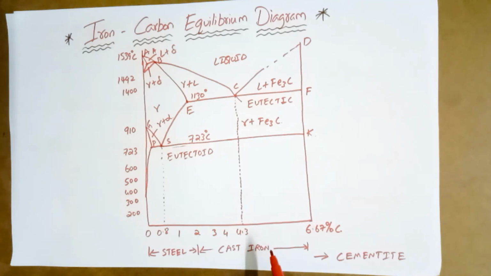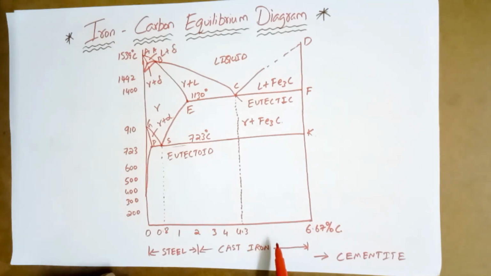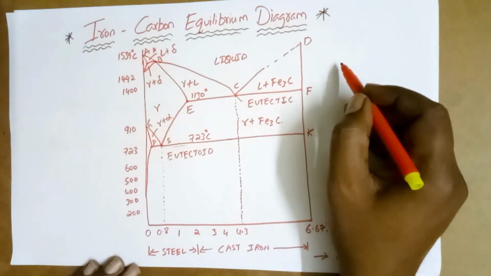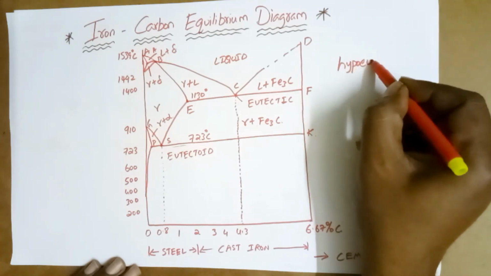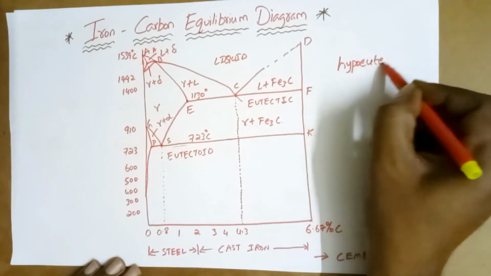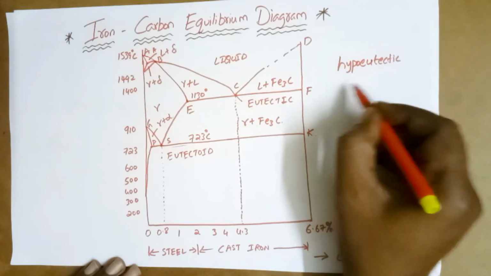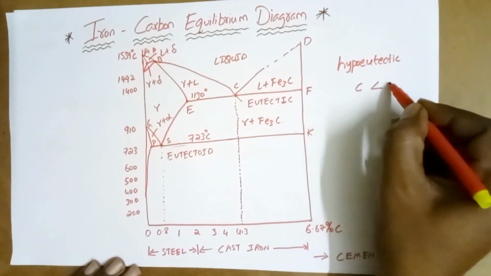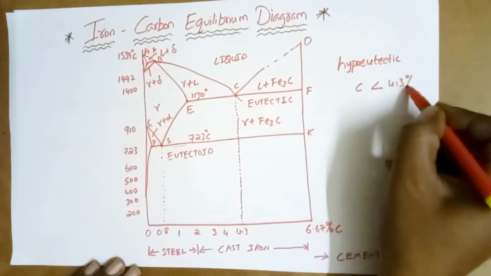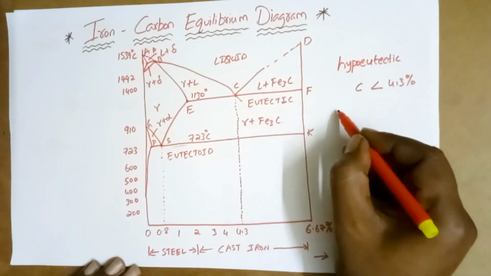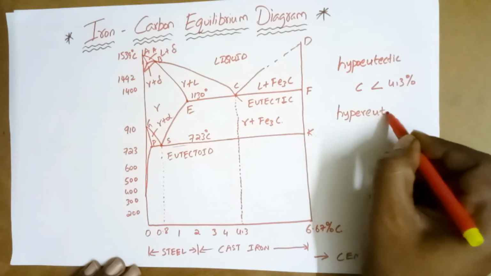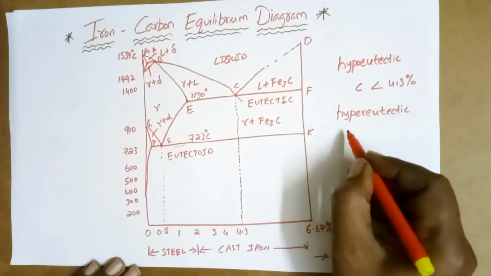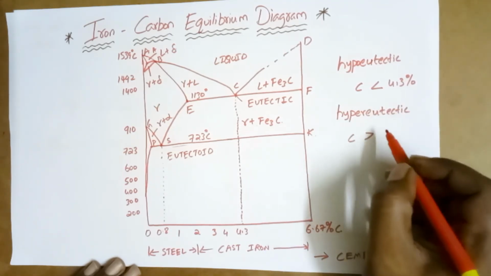The cast iron portion is further subdivided into hypoeutectic, where the carbon is less than 4.3%, whereas hypereutectic, where the carbon percentage is greater than 4.3%.